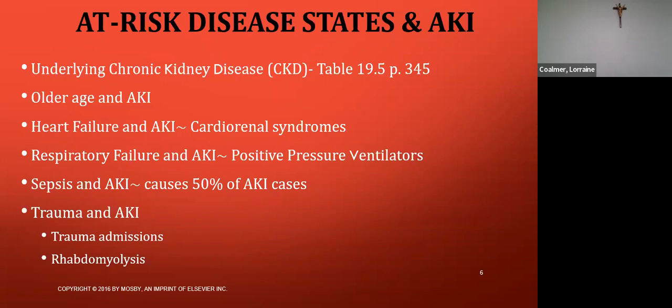Older age and acute kidney injury. One reason is they don't drink as much as we do. They get more dehydrated readily. And our nephrons aren't functioning as much, so we do have a decline in those functioning nephrons. So older age is definitely a risk.